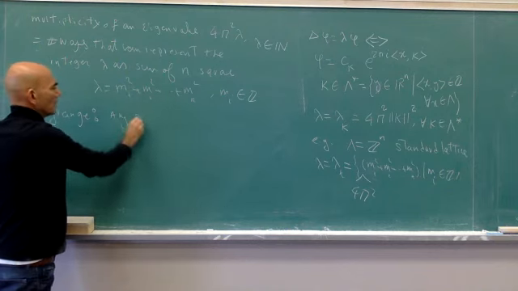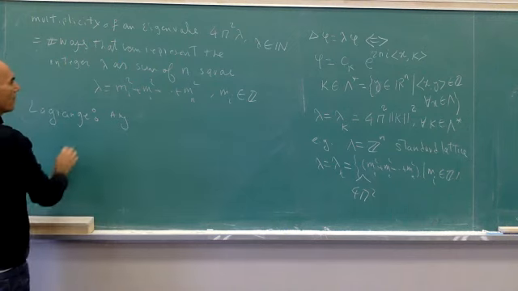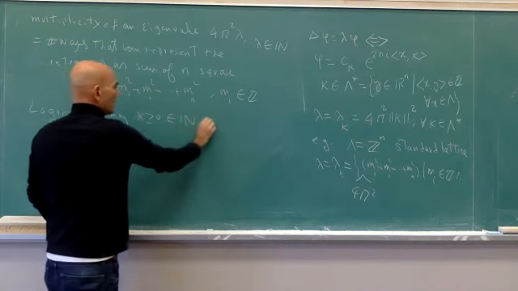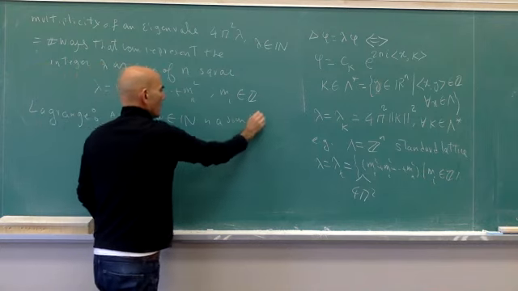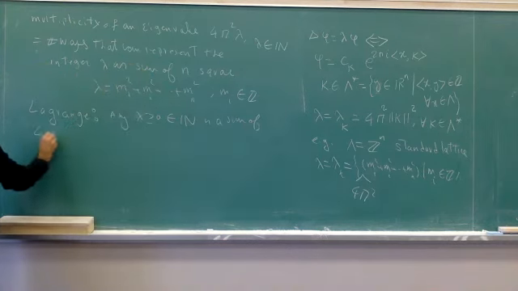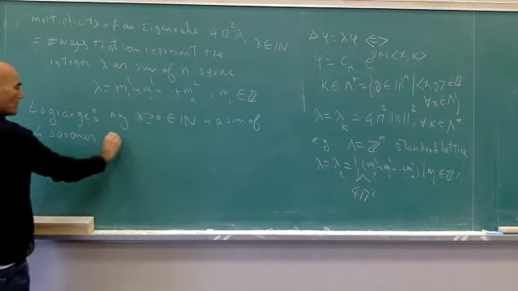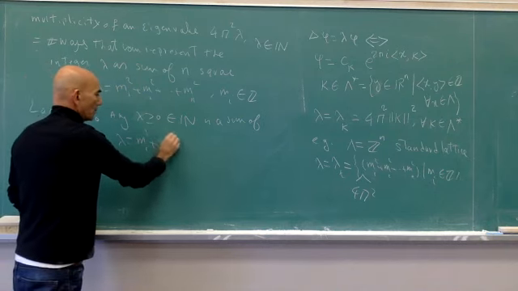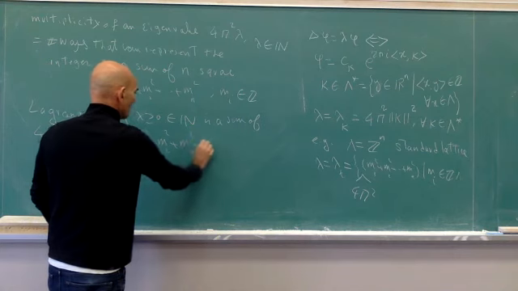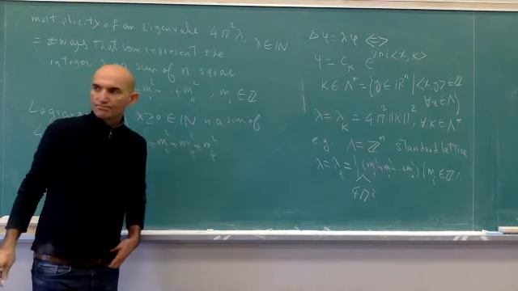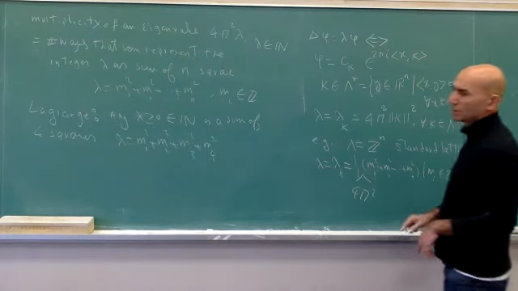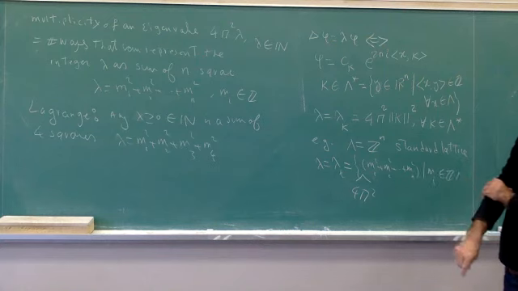Because I use lambda, which is a kind of disastrous notation for an integer, but that's okay. Any lambda greater than or equal to 0 belonging to N is a sum of 4 squares. You can always write this lambda as n1 squared plus n2 squared plus n3 squared plus n4 squared. So this immediately goes into some number theoretic issues. This question on lattices is related to number theoretic issues.